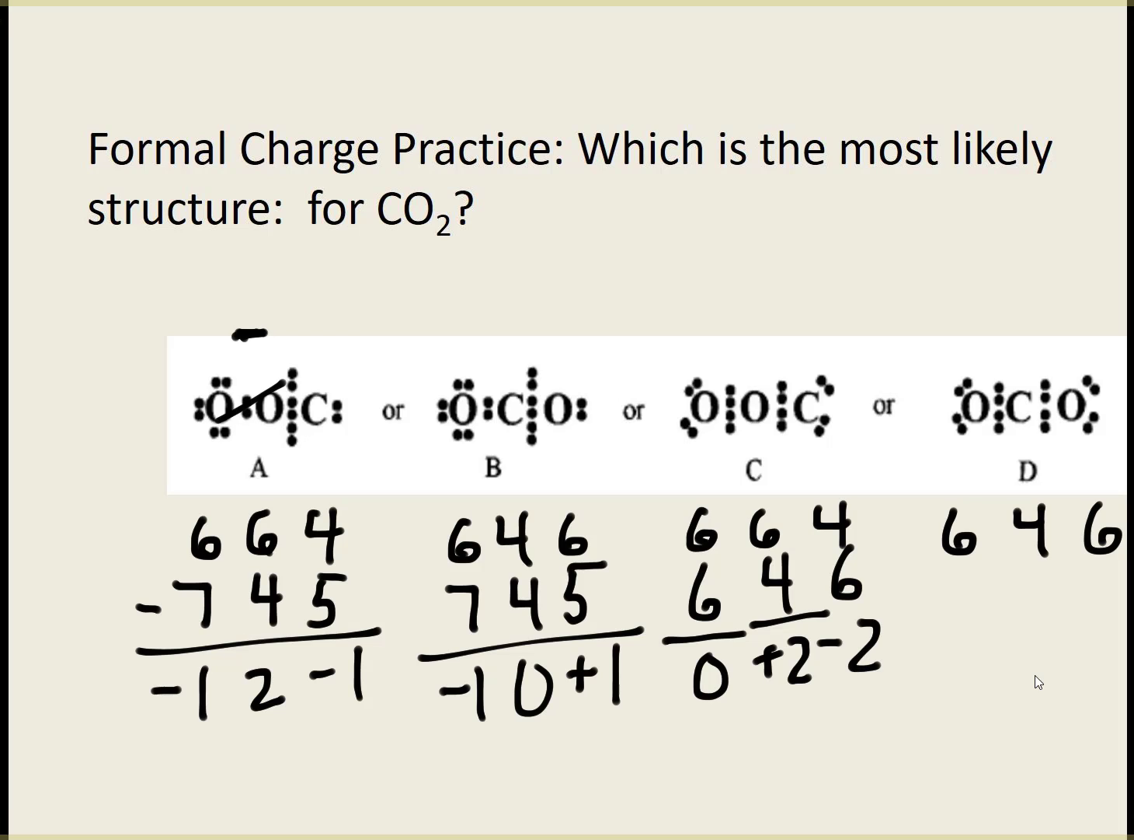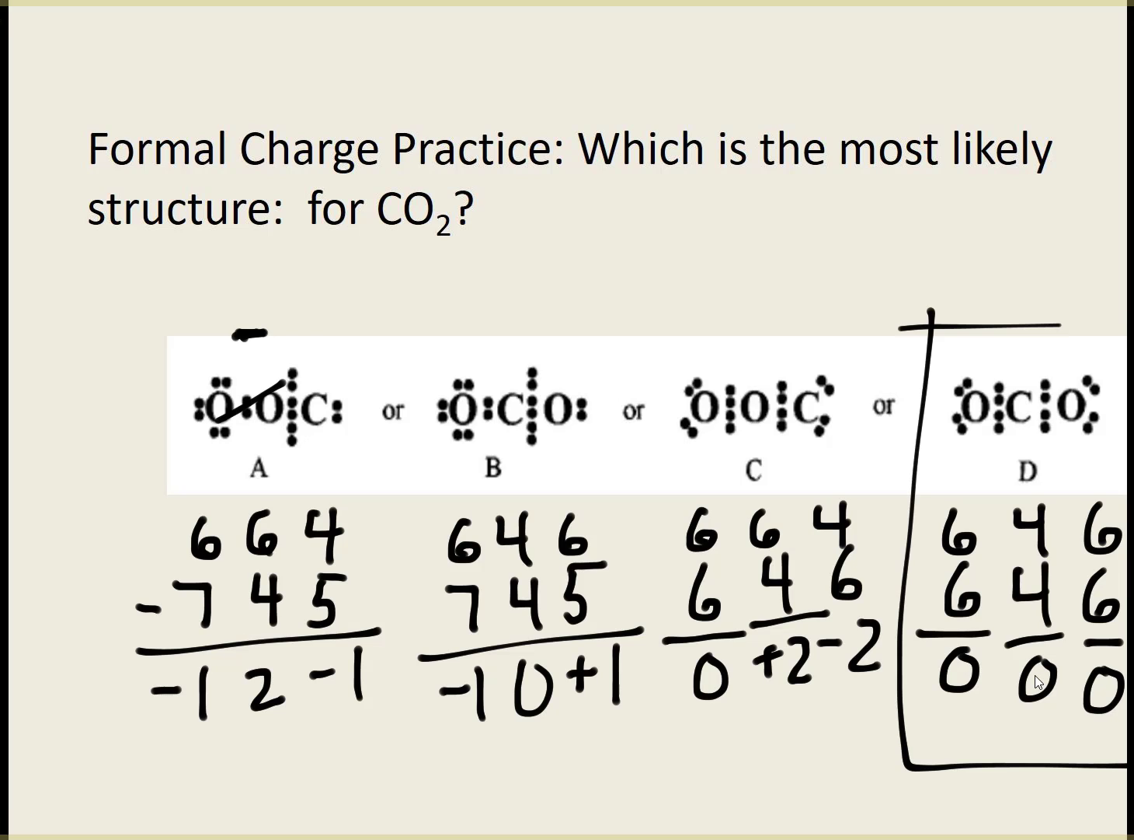Now let's come to the last one. The first oxygen, I have 4, 5, 6. That carbon, I have 4. And the last oxygen, I also have 6. So that is the structure we're going to have. So again, formal charge just clears up which is the most likely.